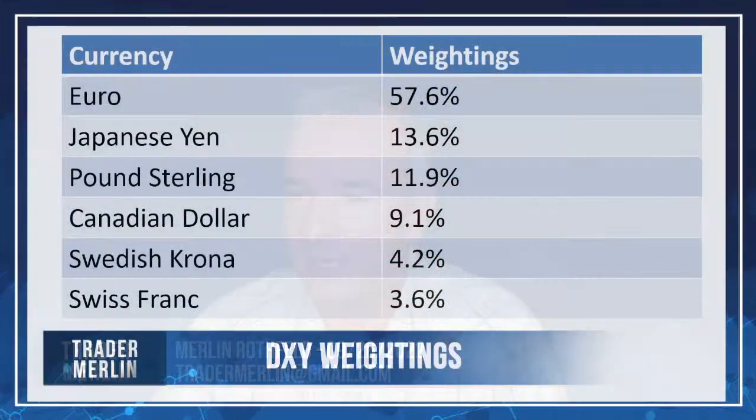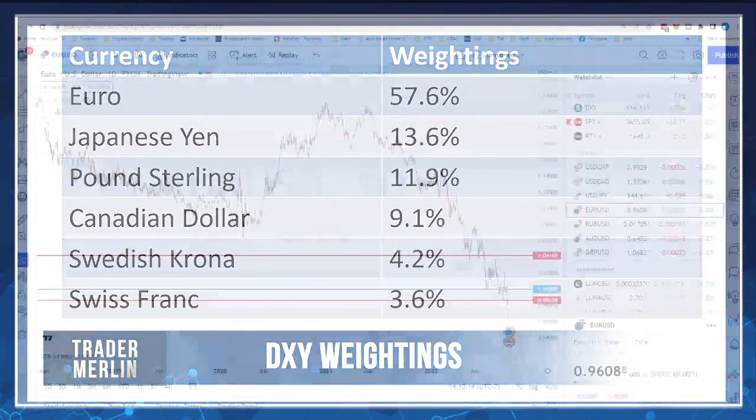Anyway, I'm belaboring the point here. I thought it would be interesting just for you guys to see. That is 100% of the index there. The euro is making up 57.6, Japanese yen 13.6, British pound sterling 11.9, Canadian dollar 9.1, Swedish krona 4.2, and finally the Swiss franc at 3.6%. Okay, so now that I got that out of the way, let's jump over to the chart and show you.